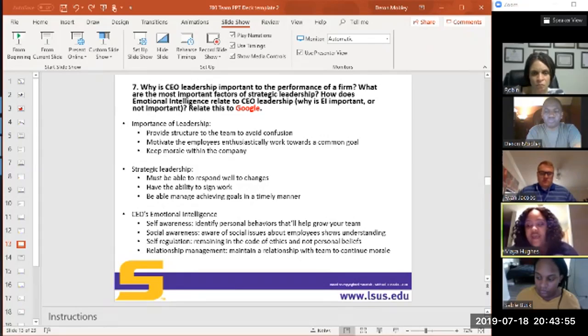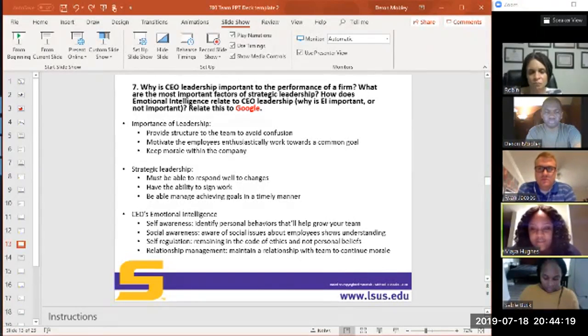Social awareness is just being aware of your employees. Who do you work with? What are their social problems that they deal with, and how can you relate to your employees? Self-regulation is basically knowing how to deal with any problem at hand and not taking it personally. Basically dealing with the code of ethics. Relationship management is maintaining a relationship with your team.